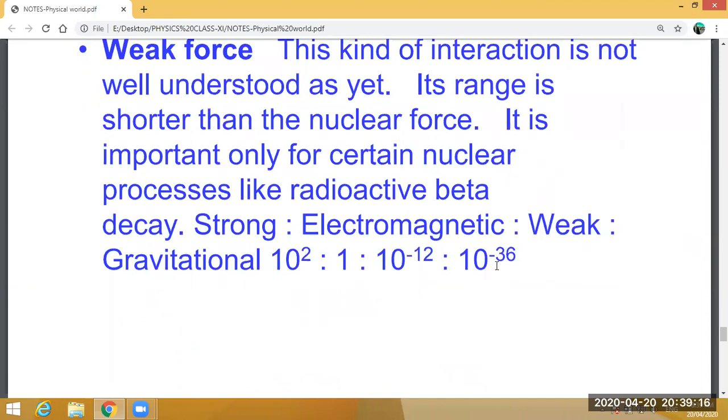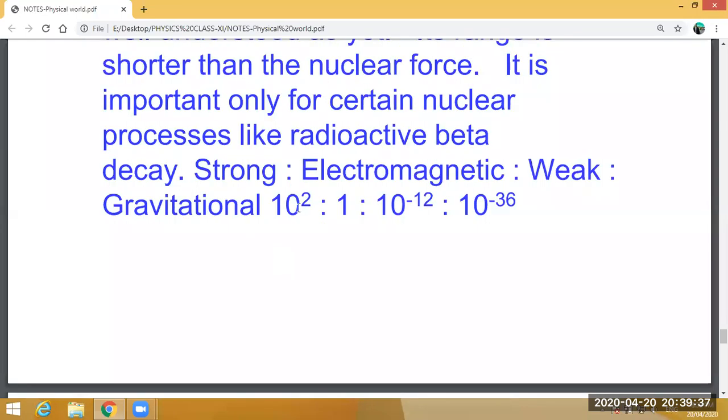Strong, electromagnetic, weak, gravitational. Look at the ratio of these forces. When you arrange all of these, the sequence will be like this. The most strong force is 10 to the power 2, that is electromagnetic. So the order is: strong force, electromagnetic force, weak force, gravitational force.